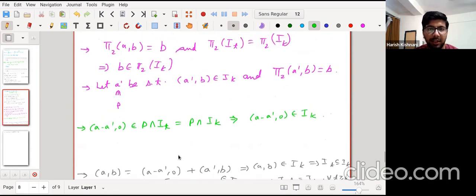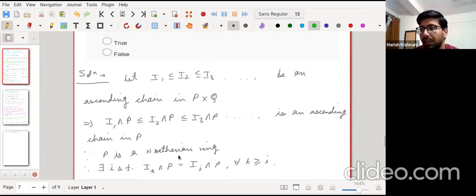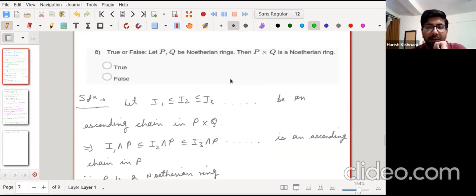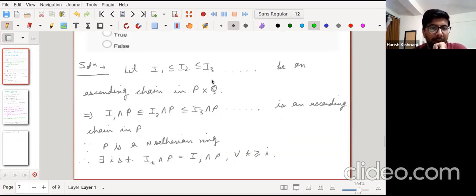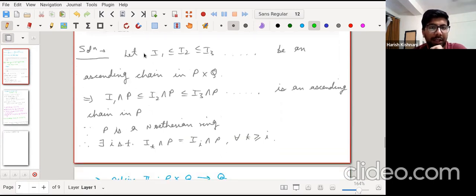So let me just quickly recollect all the things, because I think I have made you guys confused a bit. We need to show that if P and Q are Noetherian rings, then P cross Q is also a Noetherian ring. So we start with the ascending chain in P cross Q. We first observe that if we take the intersection of individual ideals with P, then it's again an ascending chain, but it has to be inside your P. Since P is a Noetherian ring, there exists some index I such that this ascending chain terminates. So IT intersection P is same as II intersection P for all t greater than or equal to I. Is it clear till now?